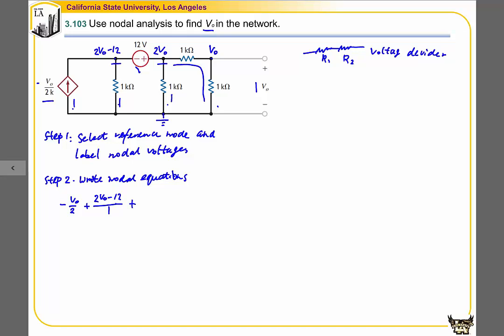The current in this branch is 2 V naught divided by 1. The current in this branch is V naught divided by 1. So this will add up to 0. So step 3 becomes to solve this equation. By solving the equation, we can find V naught is equal to 8 over 3 volts.